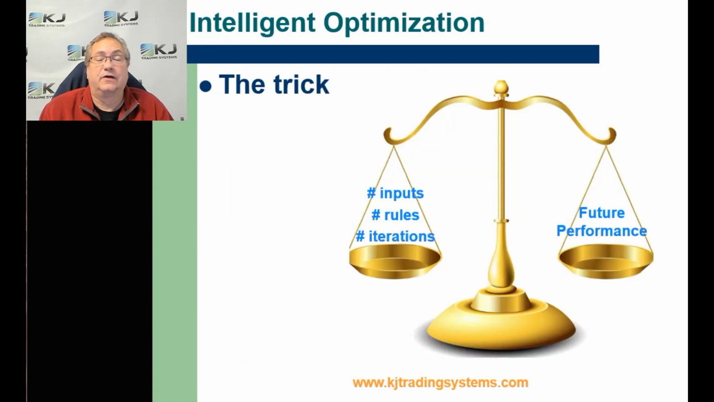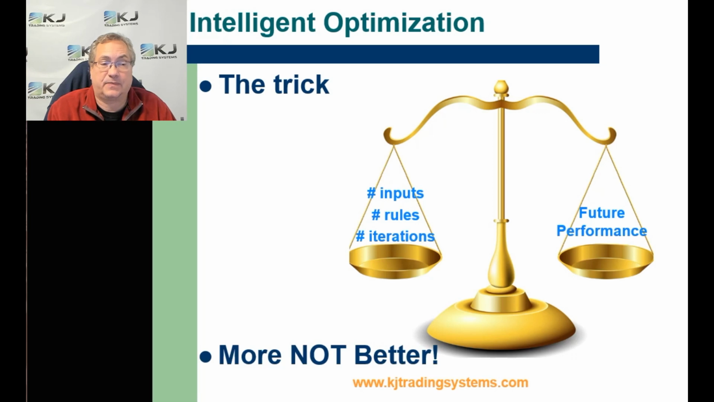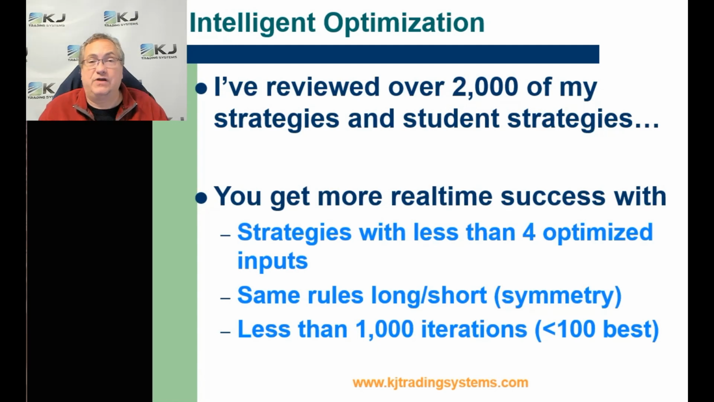That optimization of fitting noise just doesn't work. Okay? The trick is to balance what you're doing in your back test with the future performance, right? Because you want good future performance. But if you have a lot of inputs, a lot of rules, a lot of iterations, you're going to find trouble with future performance. More is not better with these things. So I've reviewed over 2,000 strategies that either I created or my students created, and I found 3 keys that really will help you develop better systems. And it's called intelligent optimization.